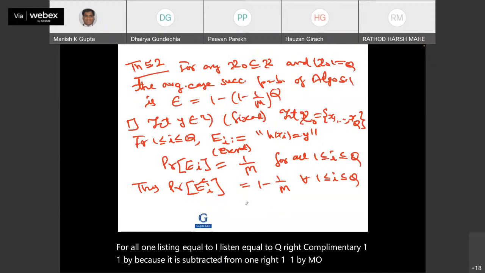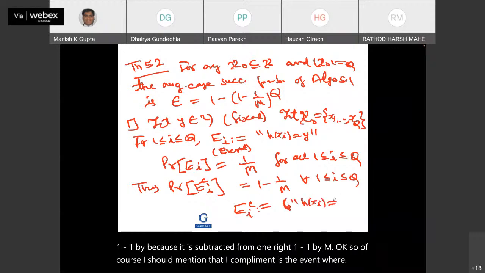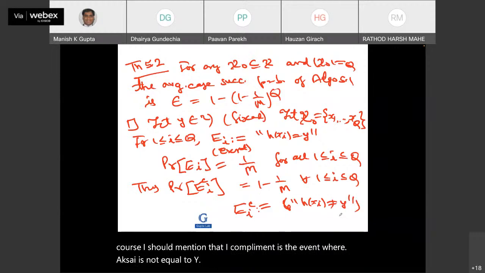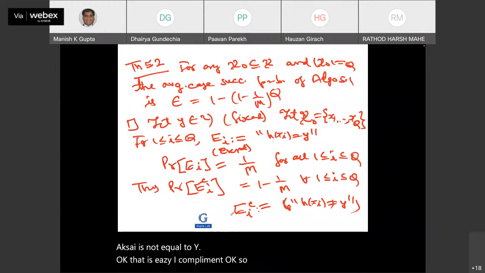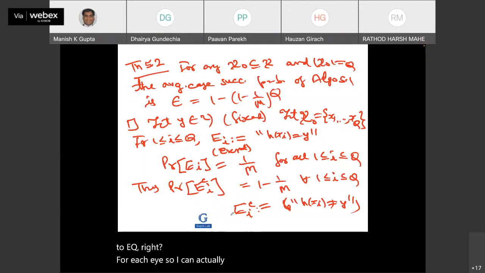Of course, I should mention that Ei complement is the event where h(xi) is not equal to y. Therefore, if the events are E1, E2, ..., Eq, for each i, I can actually use a logical operation here.